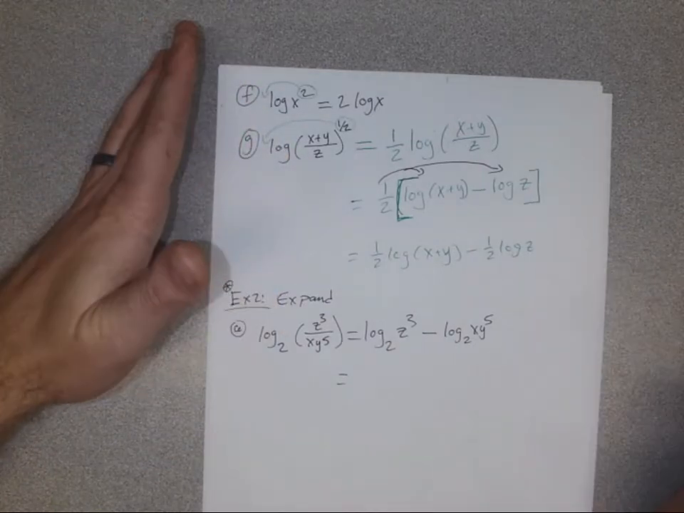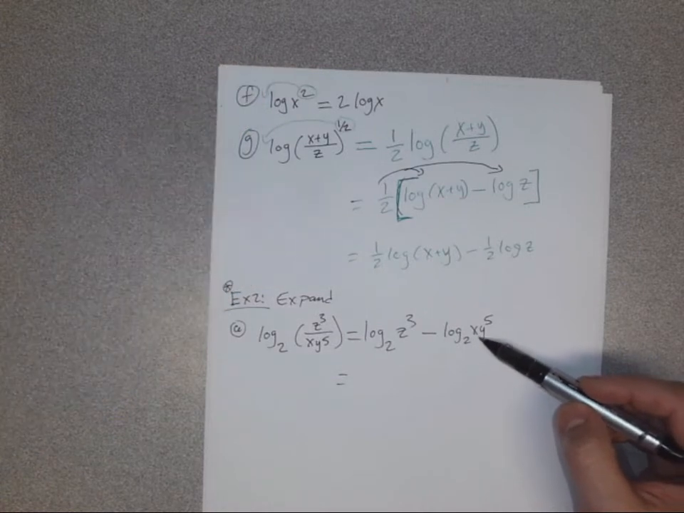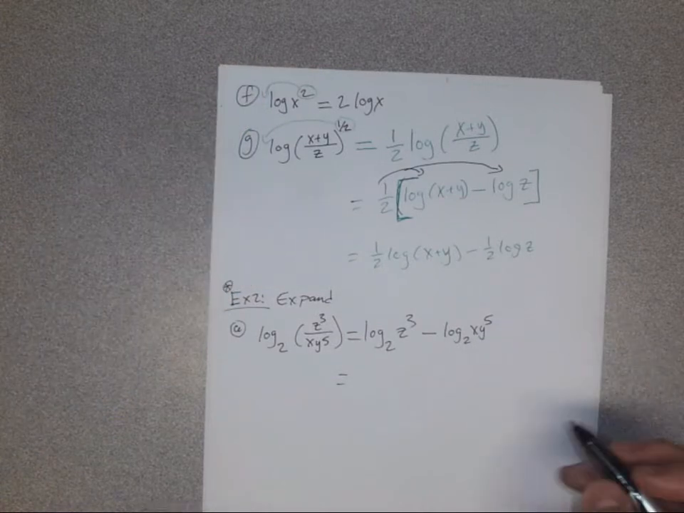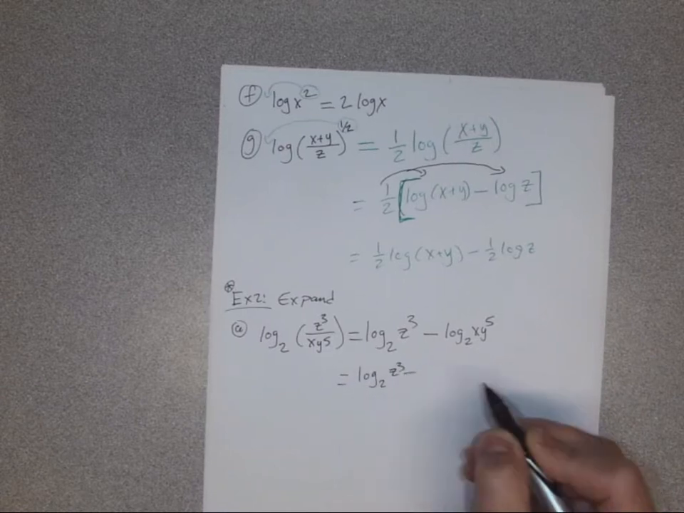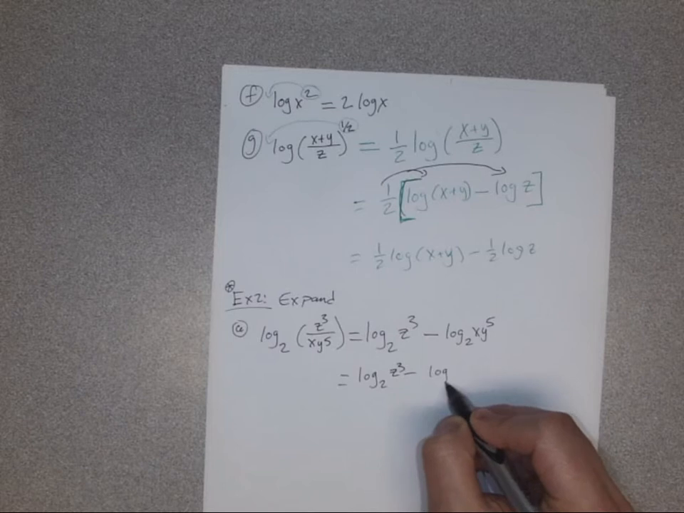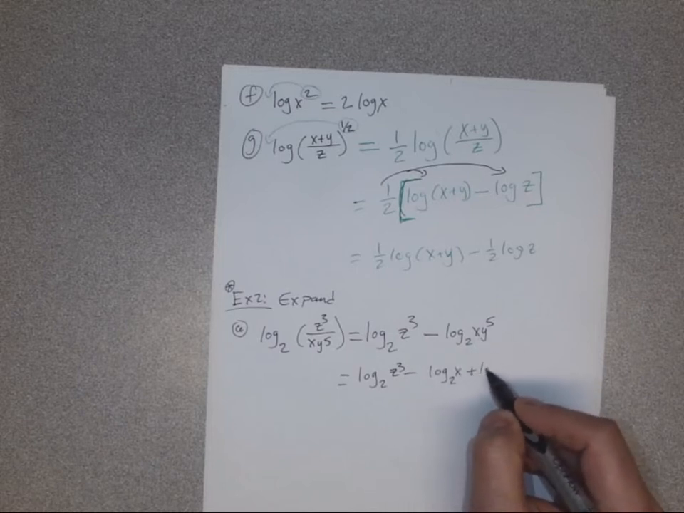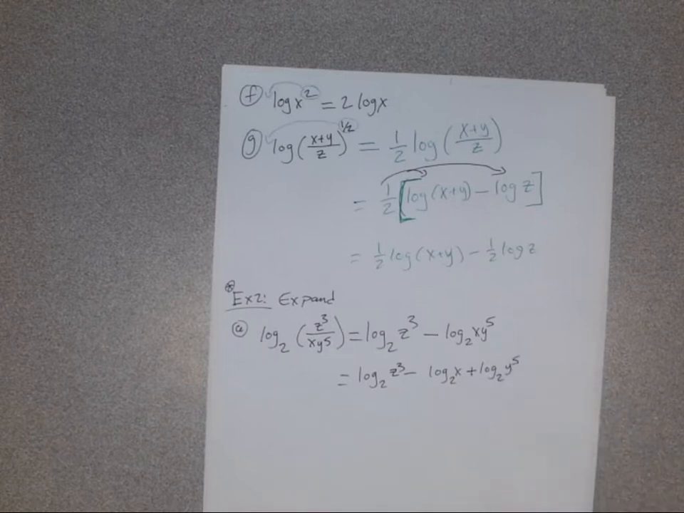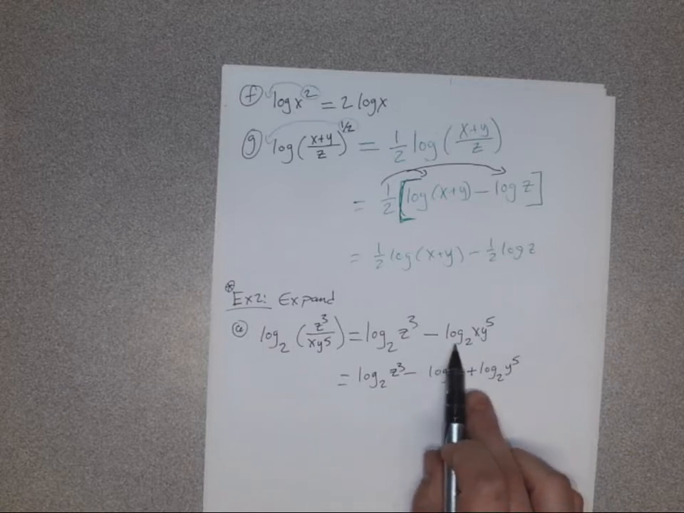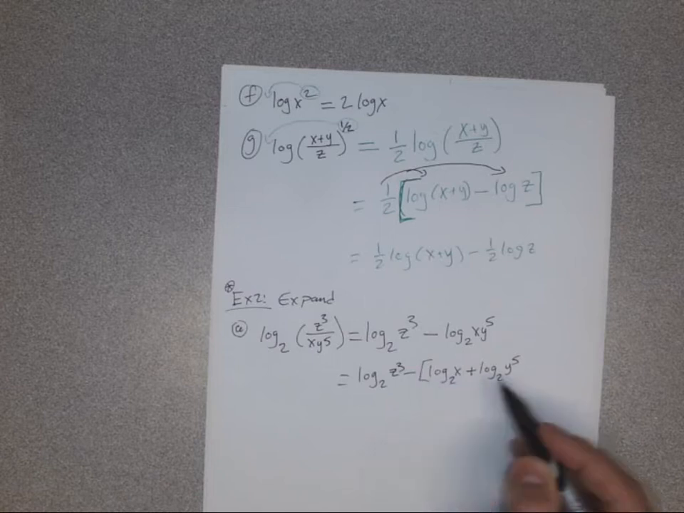So this is not the time to do the power rule first. We have to completely expand this out first. So we have to take care of this x times y to the 5th. Log base 2 of z cubed minus log base 2 of the first one, x, plus log base 2 of y to the 5th, the second one. And I made the mistake again, because it's minus this whole thing. So down here it still has to be minus this whole thing.